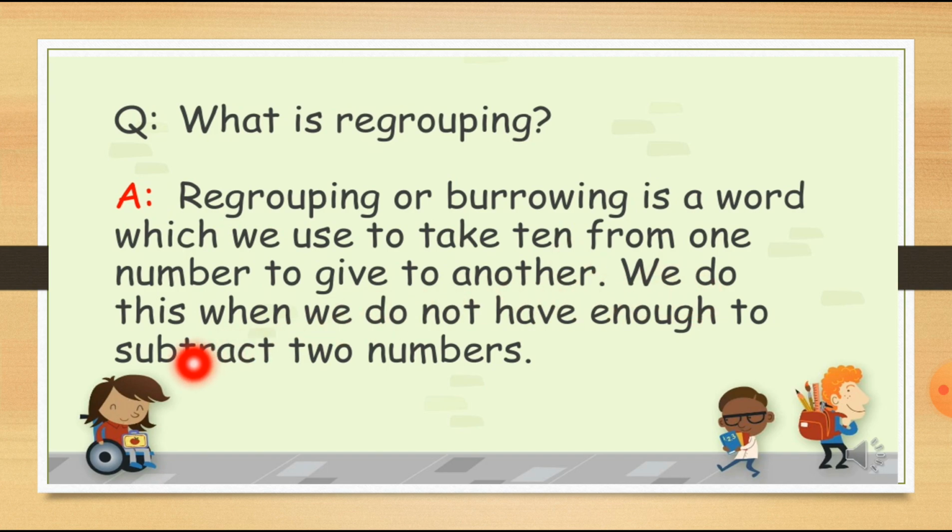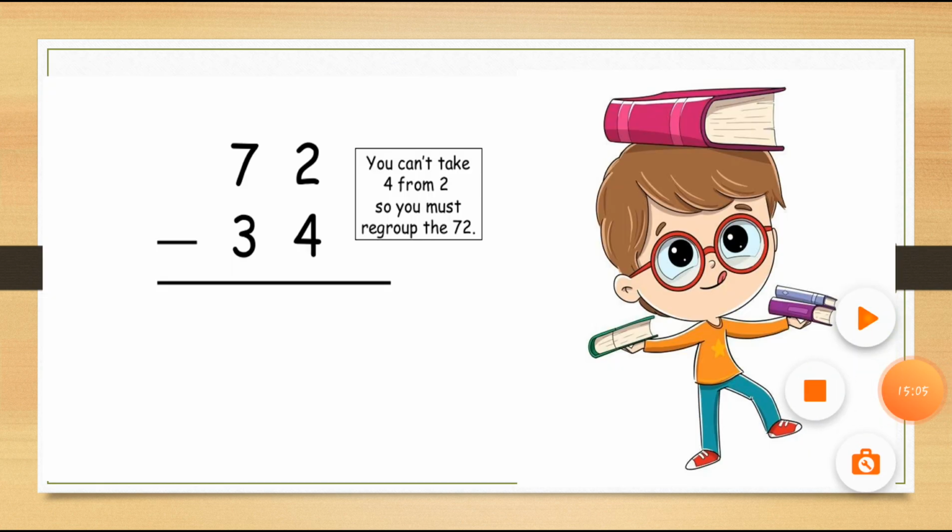We do this when we do not have enough to subtract 2 numbers. Whenever we do not have enough, we have to take some from the other number, and we will take 10 from the other number. How will we do this? Let's see through an example so you will understand better.